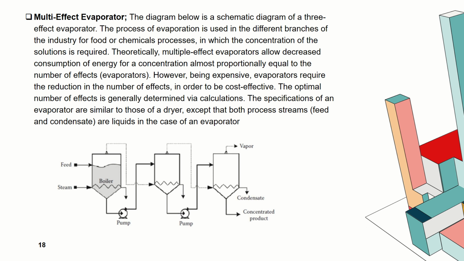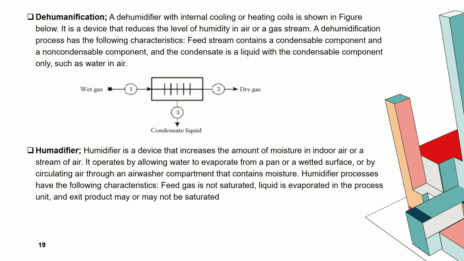Then the multi-effect evaporator. This is a schematic diagram of a three-effect evaporator. It's a three-effect evaporator because it has three sections, as you can see, and it is used in various chemical or food processing. Then we have the humidifier.